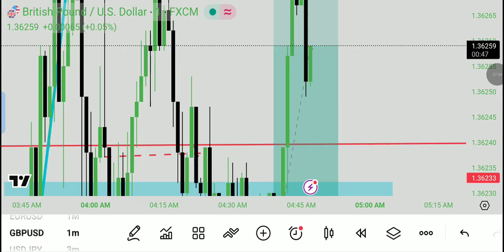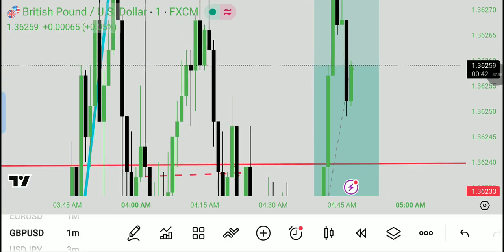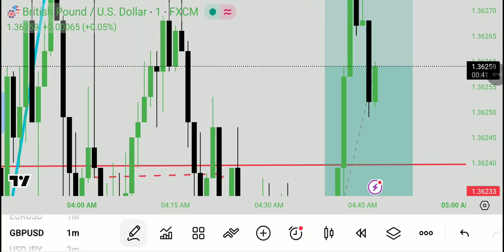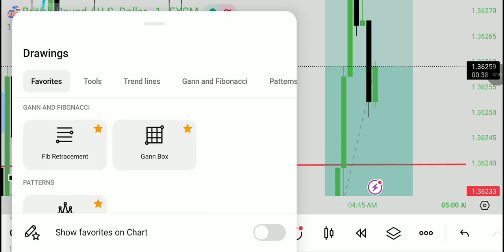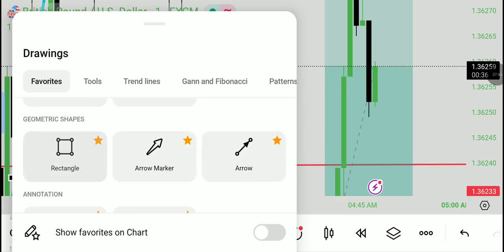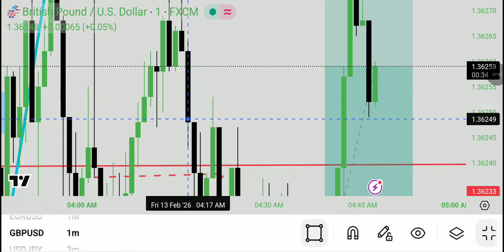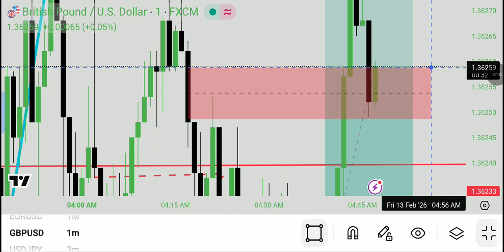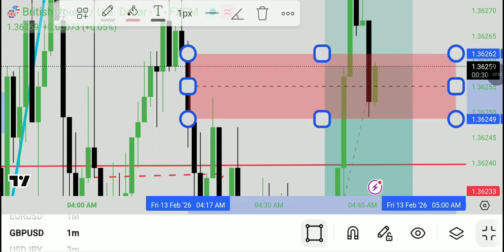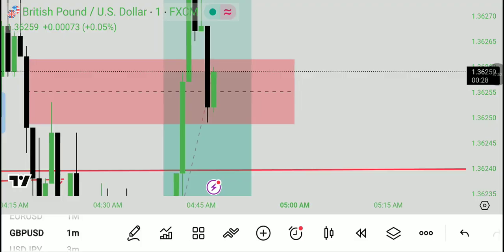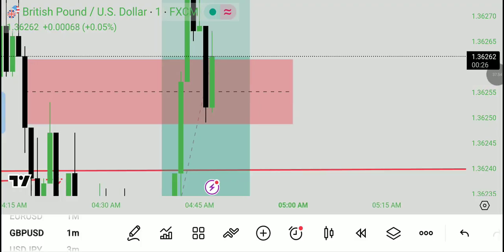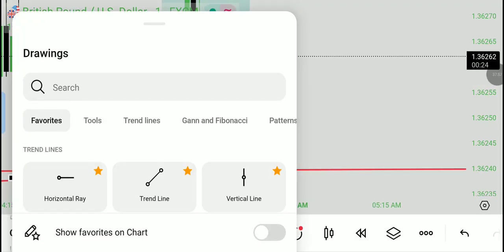I don't know how to make it easy for you to understand. How can I break it down for you? This is the only way I can break it down. The market dropped because of this imbalance. This drop is because of this imbalance. After the imbalance, boom, up. You can still buy from here.